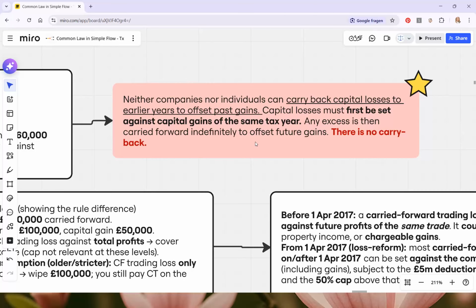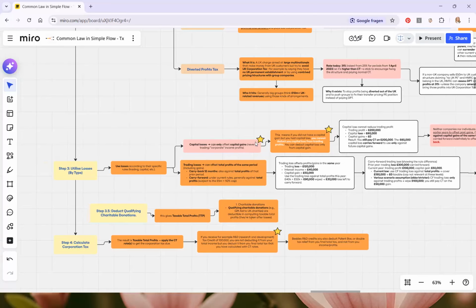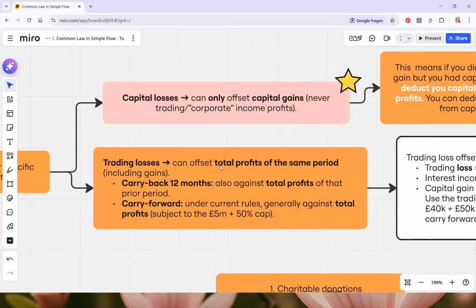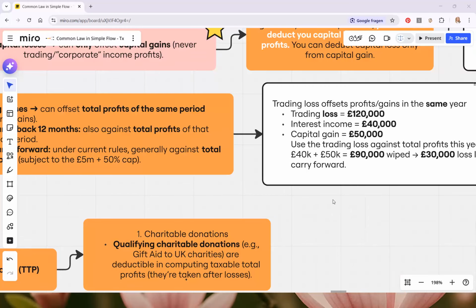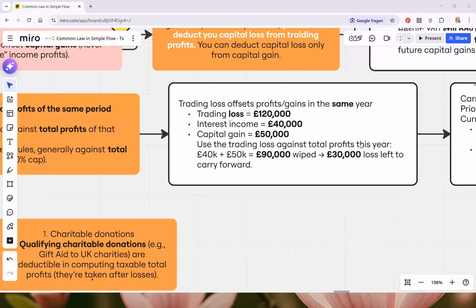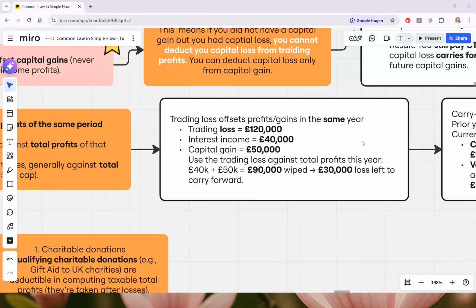There is no carryback. Now, about trading losses: they can offset total profits of the same period, including gains. They can be carried back 12 months, also against total profits of that prior period. Carried forward under current rules, they generally offset total profits, subject to the 5 million plus 50% cap. So a trading loss can offset gains in the same year.